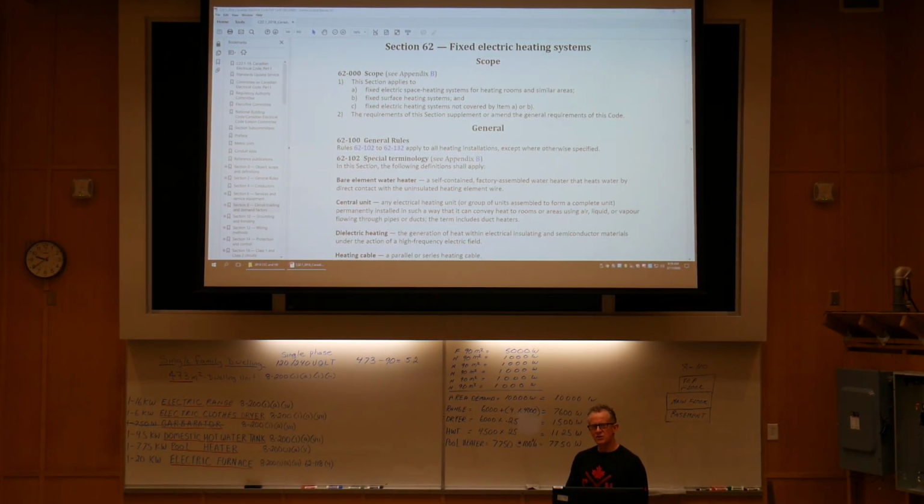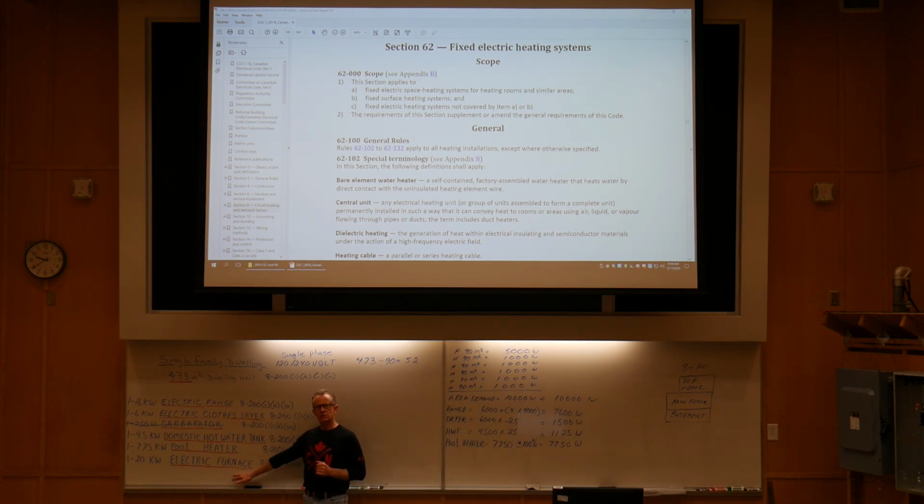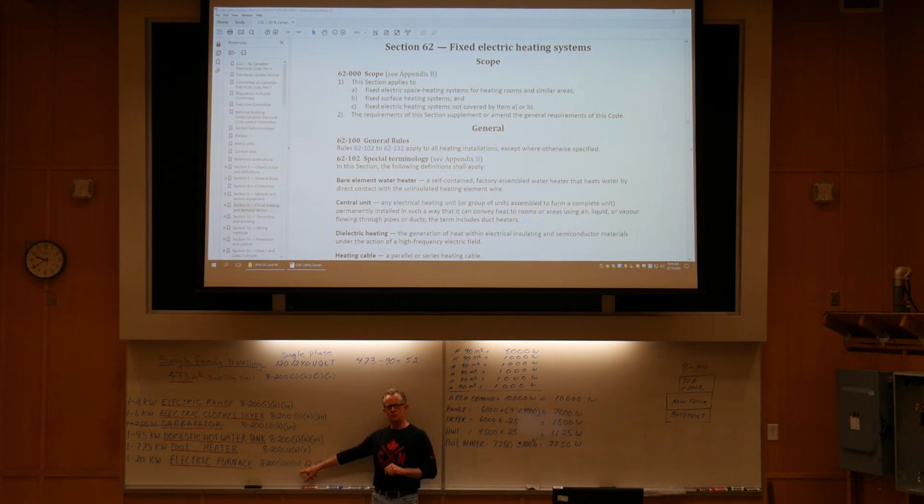All right, so the last thing we have to do here on our calculation is add the electric furnace to our service calculation over here. So the rule here in Section 8, 8-200 1(a)(iii), refers us to Section 62. The rule in Section 62 is 62-118 subrule 4.